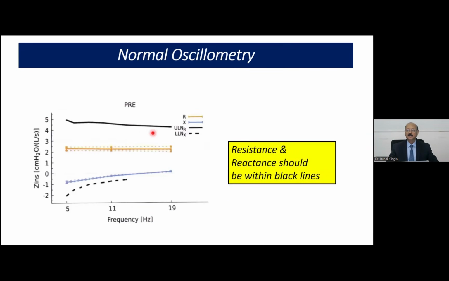Now when you look at this, you see it's very, very important. So this is the black line which indicates the upper limit of normal, this mustard line indicates resistance. So this is resistance at 5 Hz and this is resistance at 20 Hz. And here this black line is the lower limit of normal and this purple line indicates the reactance. So this is reactance at 5 Hz, reactance at 19 Hz. That is, this indicates F also. And if the test is normal, then these resistance and reactance should be within the normal range.